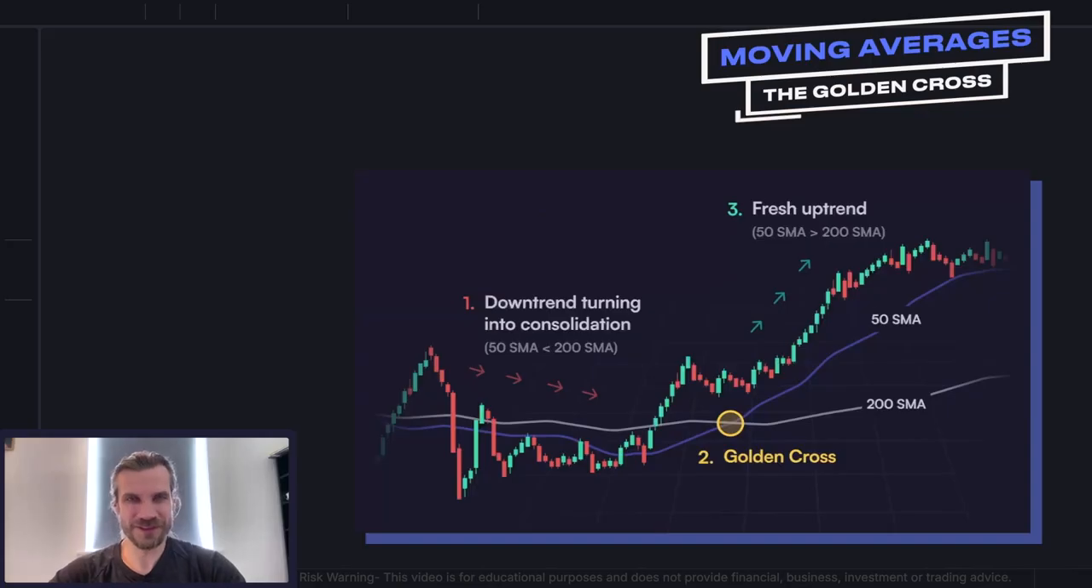But what other signals can moving averages provide? The golden cross is a bullish chart pattern used by traders and investors where a short-term moving average, the 50 SMA as seen here, crosses a long-term moving average, the 200 SMA, from below. This is seen as a bullish signal by traders, and long traders will often look to enter a position when a golden cross occurs. Obviously, the higher the time frame, the more significance a golden cross has.